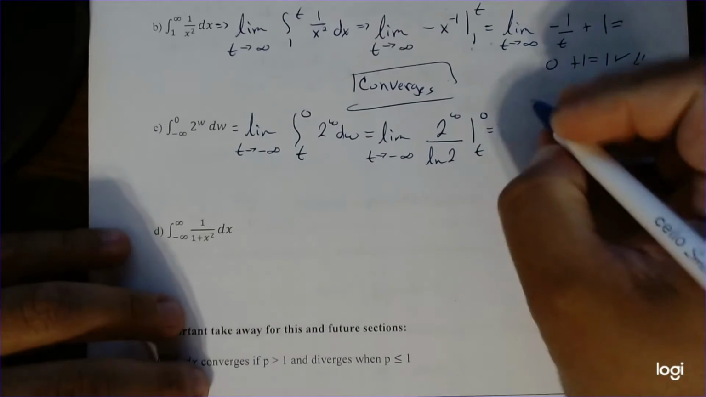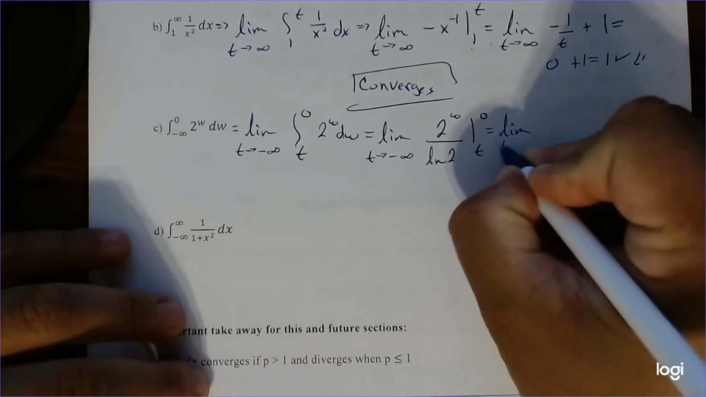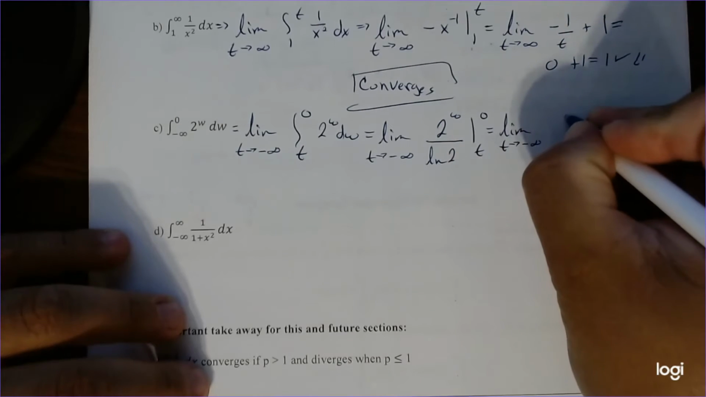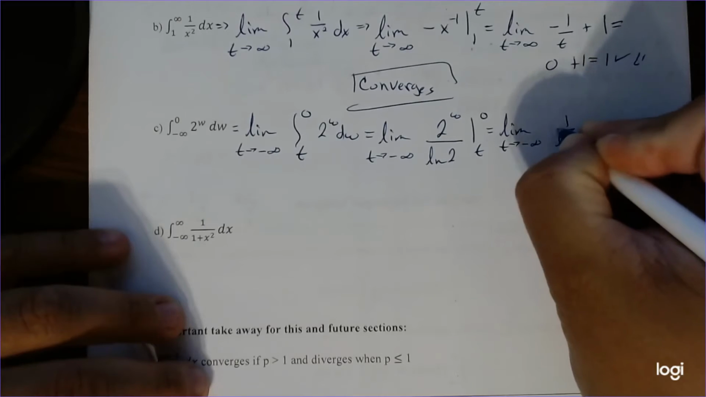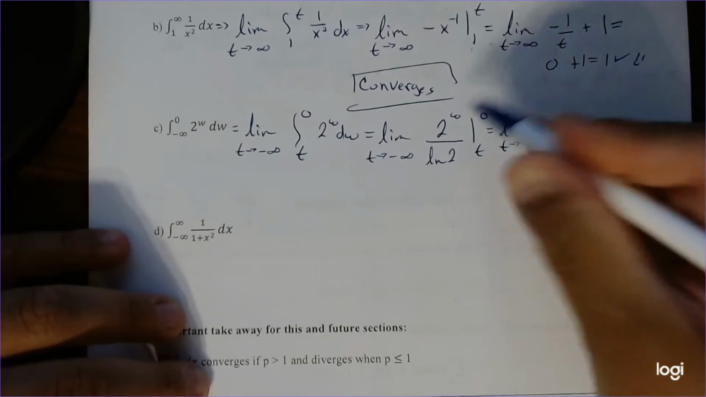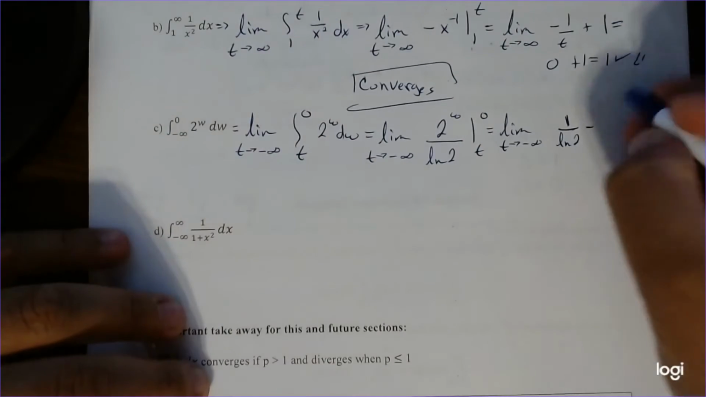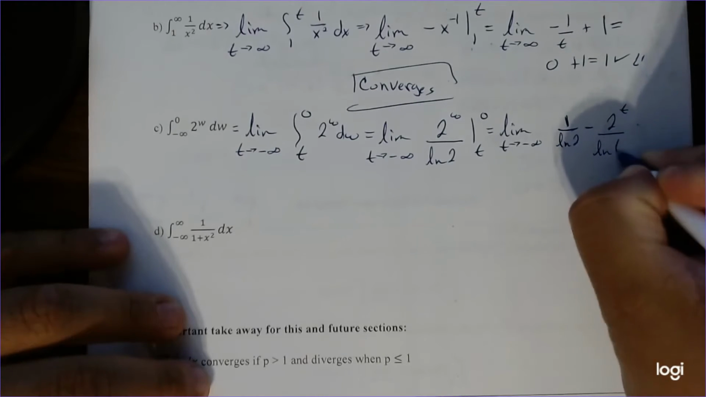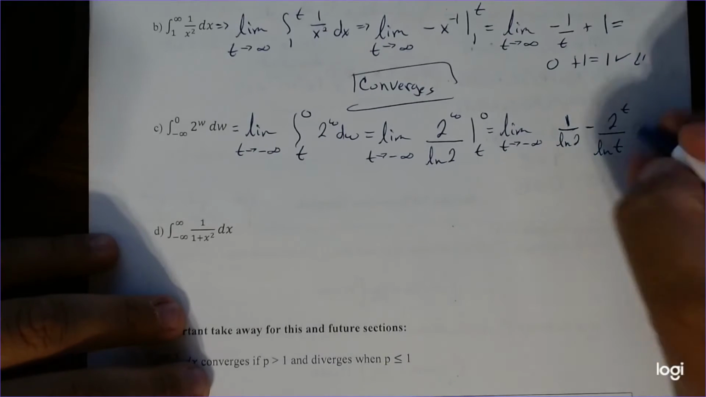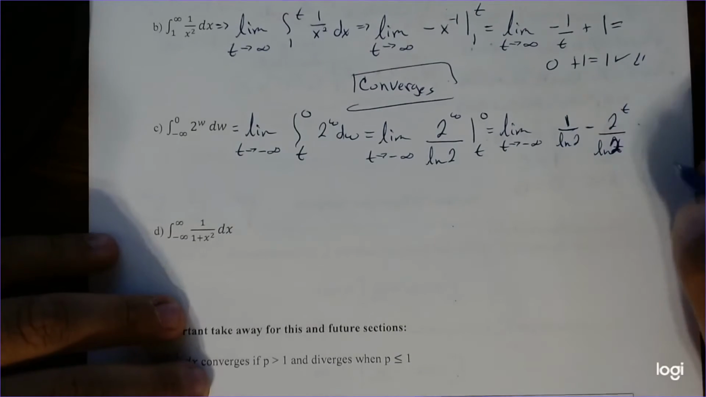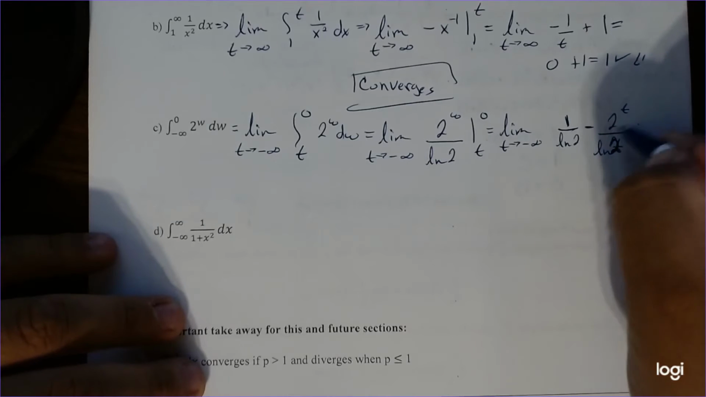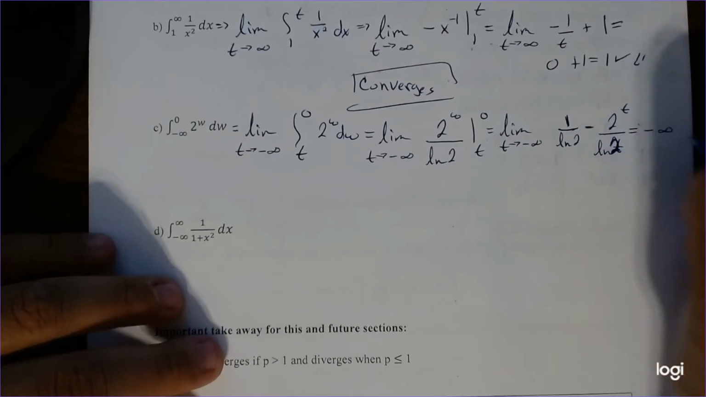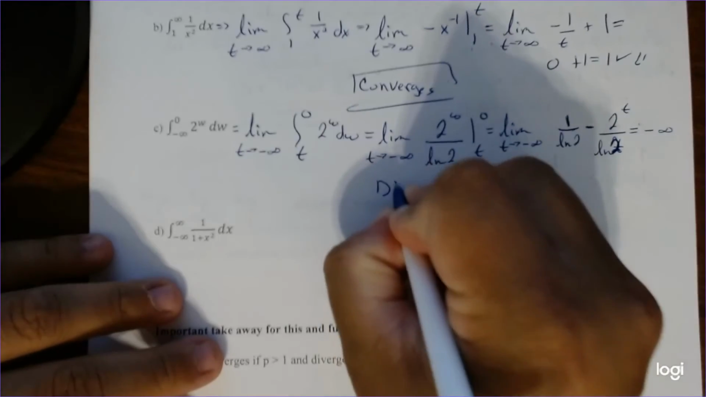So let's see what we get. If I plug in 0, that's just going to be 1. This is 1 over natural log of 2, which is just some number. Minus, if I plug in t, this gives me 2 to the t over natural log of 2. Sorry, this is 2. And notice this is a number, but this goes for forever, right? This gets bigger, bigger, bigger. So this actually goes to negative infinity. So this diverges.